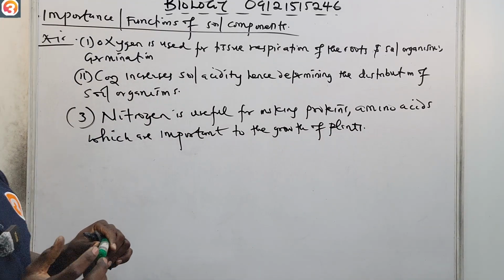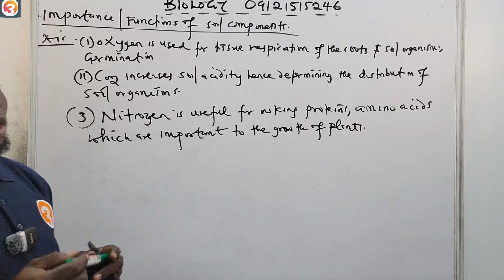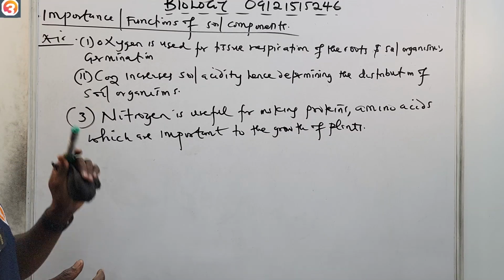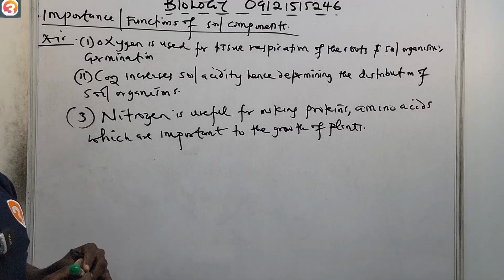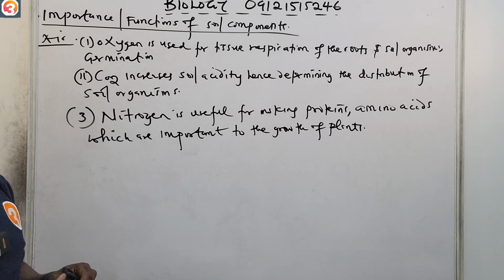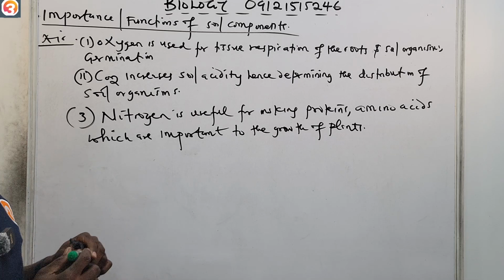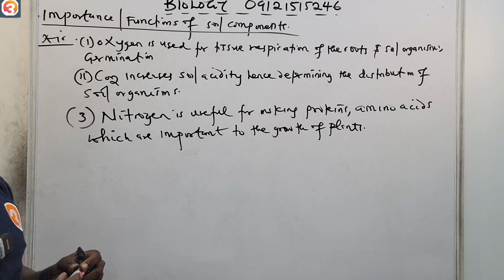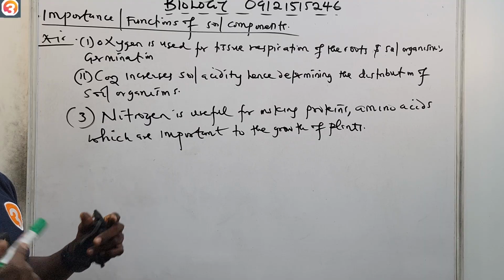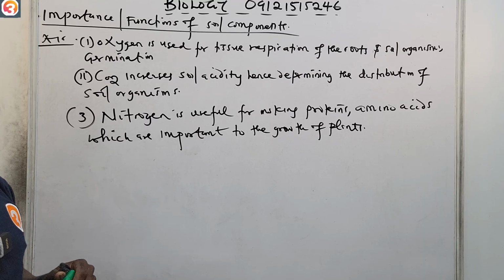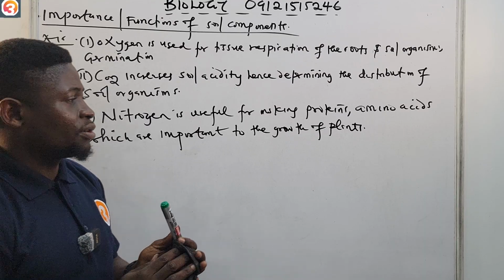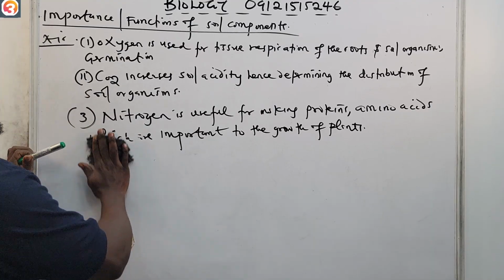So that is air. Oxygen is used for tissue respiration of the roots and soil organisms, also for germination. CO2 increases soil acidity, which determines the distribution of soil organisms. Also, nitrogen is useful for making proteins and amino acids, which are important to the growth of plants. Now, let us quickly see the importance of water.